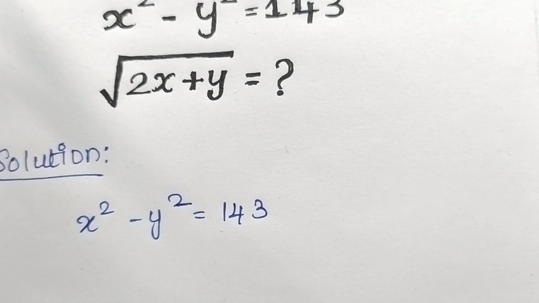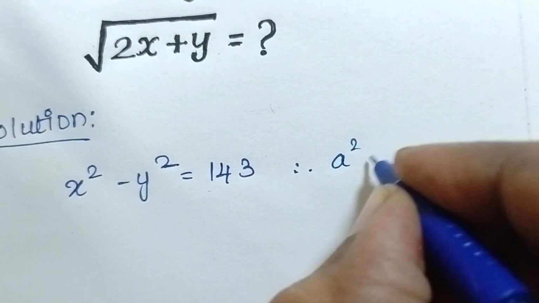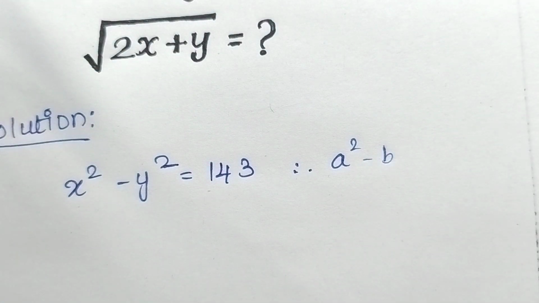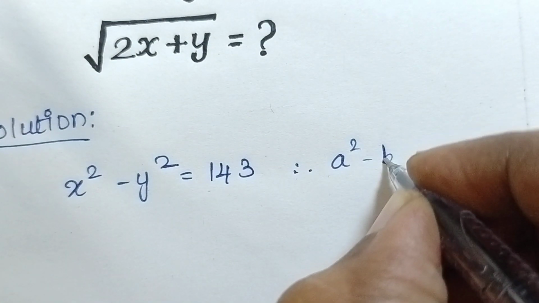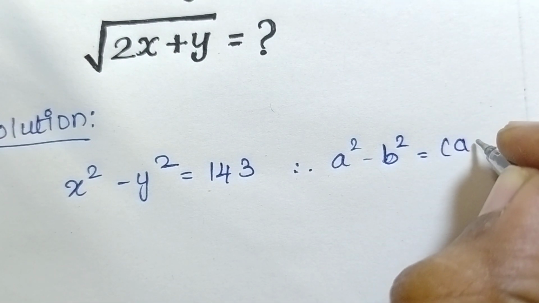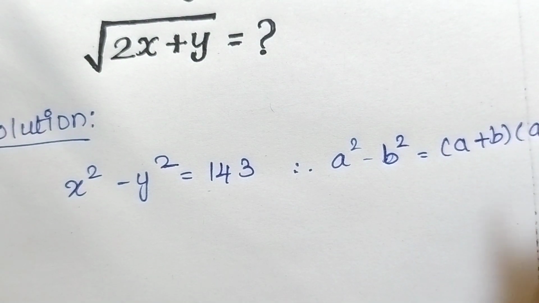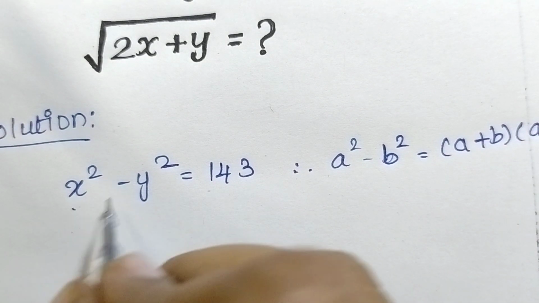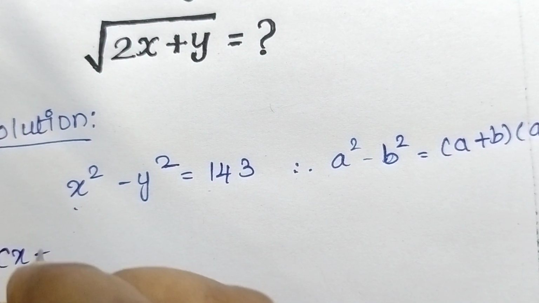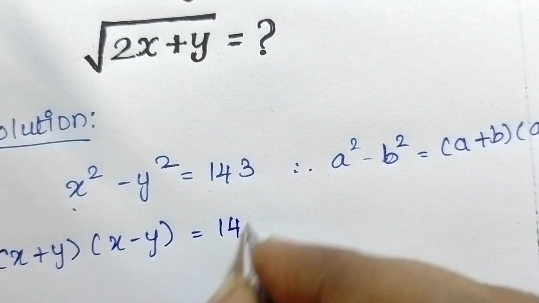So we know a formula, that is a square minus b square, sorry for the inconvenience, a square minus b square is equal to what? a plus b into a minus b. So just substitute this formula in the place of x and y. Therefore this becomes x plus y into x minus y which is equal to 143.